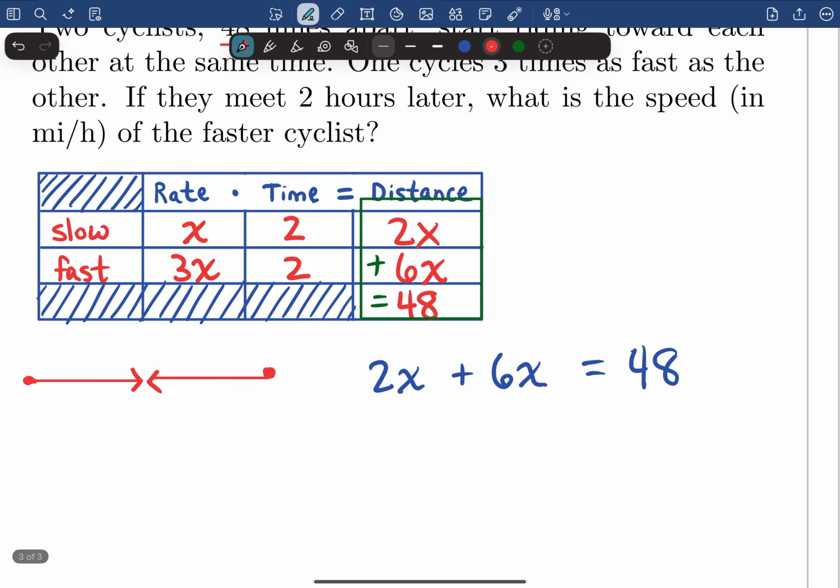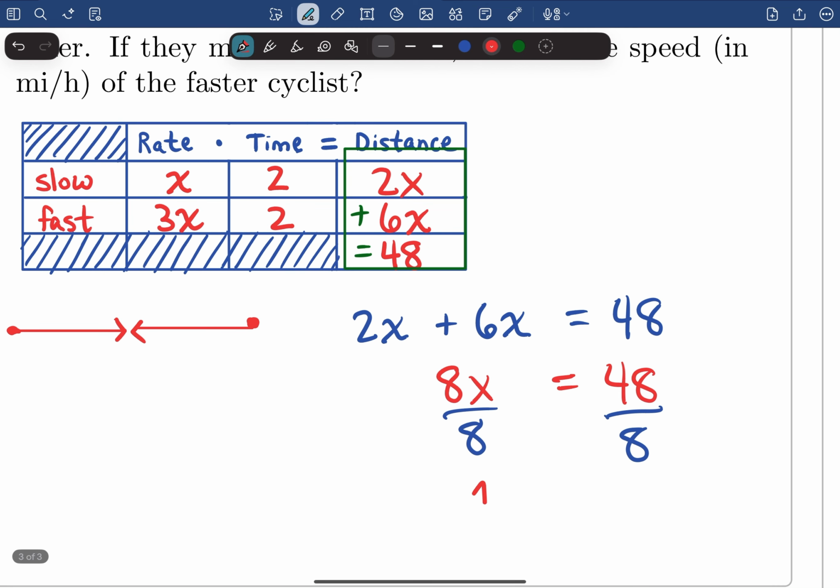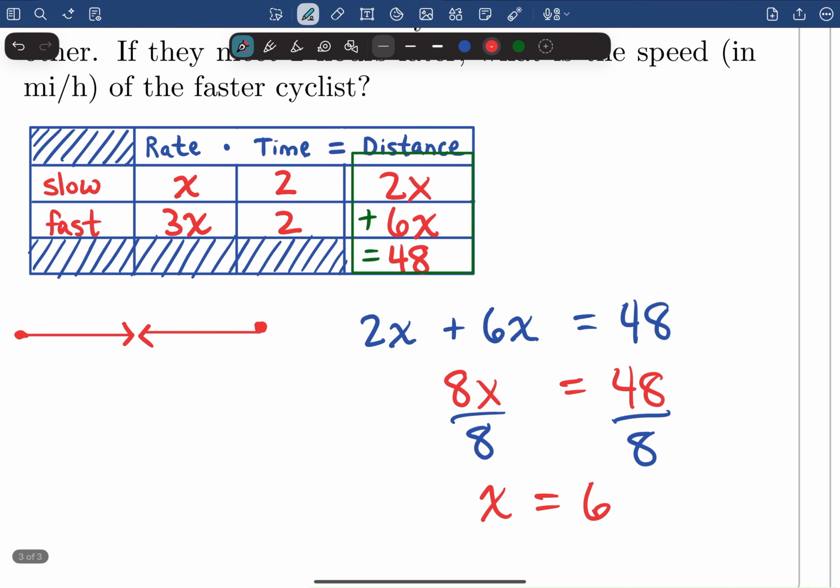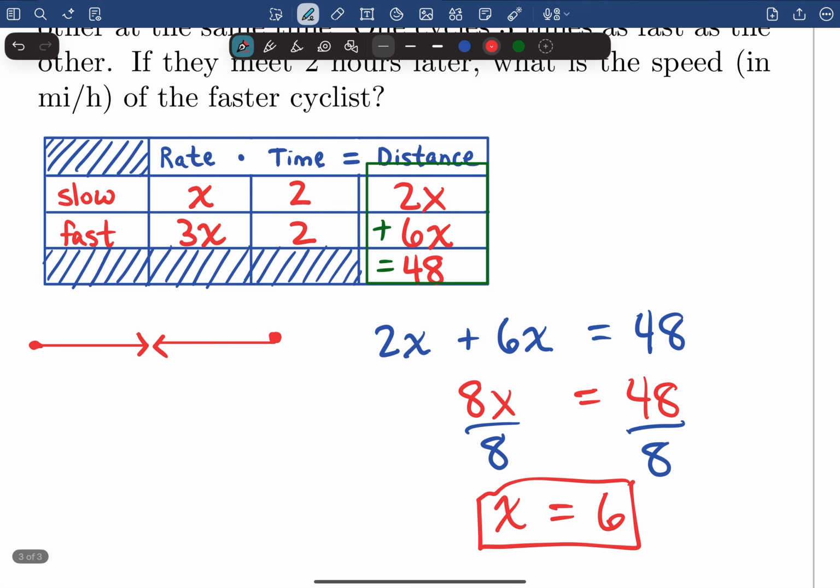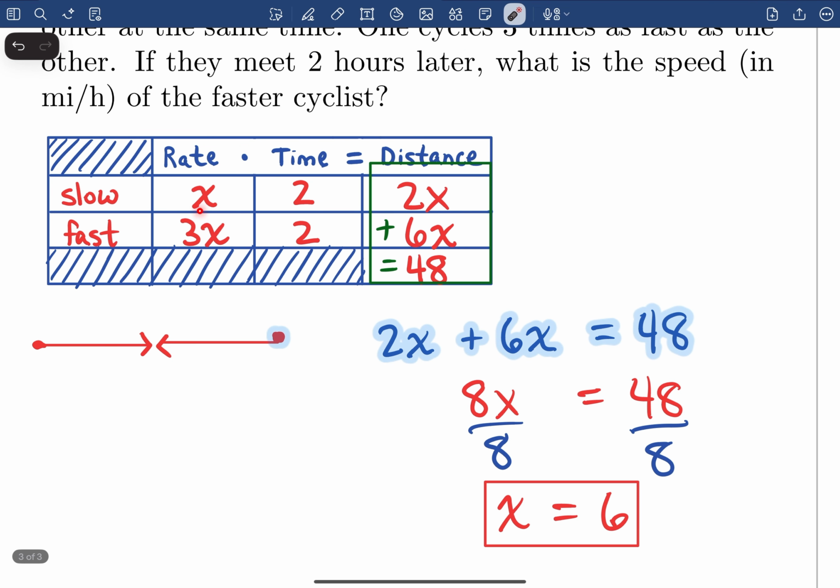And this all goes very fast now. 2x plus 6x is 8x. That equals 48. And if I divide 8 from left to right, then I end up with x equals 6. All right, now we had to think back. What were we saying x was? What did x represent? Well, you'll see right here, x represented the slow speed, right? The bicyclist who is going slow.